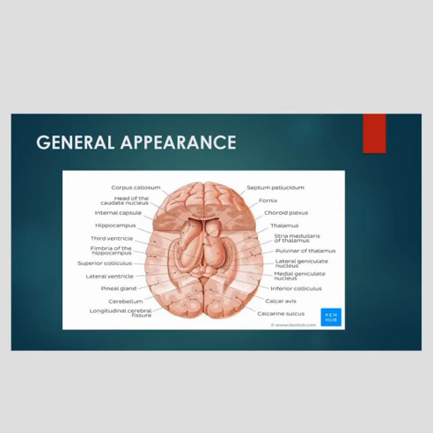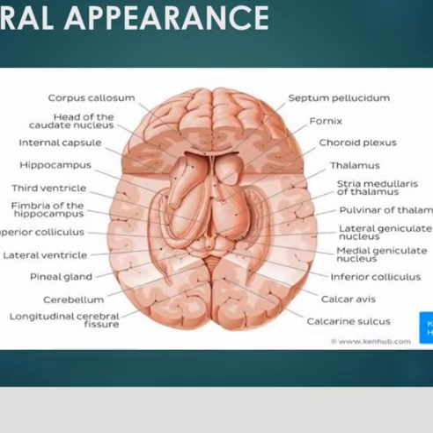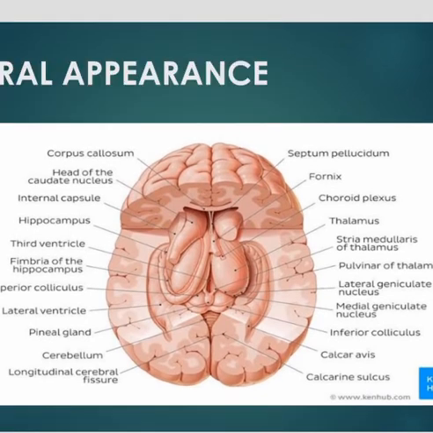Now, what is the general appearance of thalamus? Thalamus is egg shaped, as you can see here. Egg shaped mass of gray matter which forms a major part of diencephalon. There are two thalamic nuclei. One is situated on each side of the third ventricle, usually connected to the opposite thalamus by a band of gray matter. The band of gray matter is called the interthalamic connection.